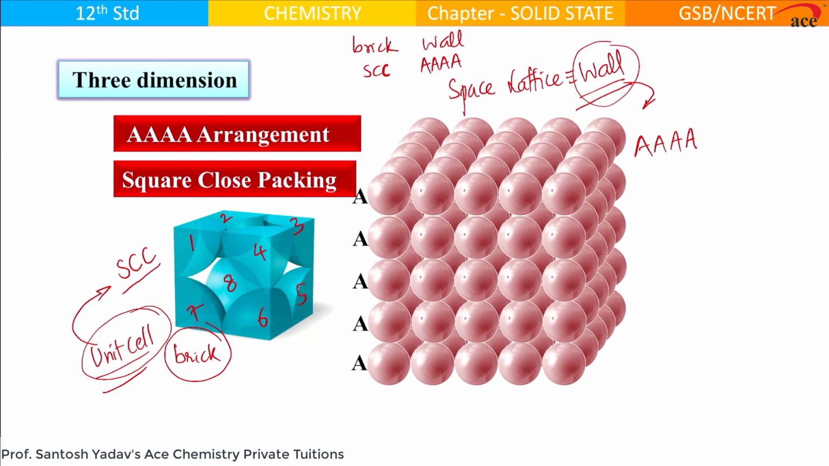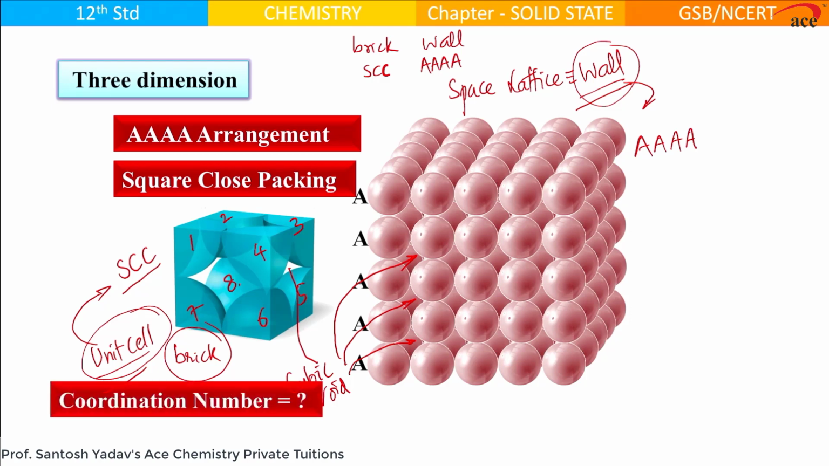And if you remember, what is the gap inside called as? The gap inside is called as cubic void. Remember that. What is the coordination number for SCC or A type of an arrangement?